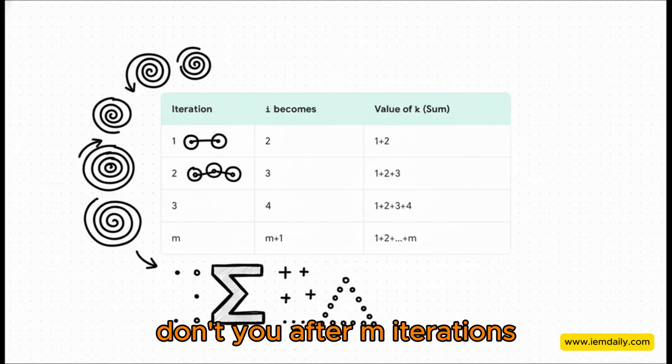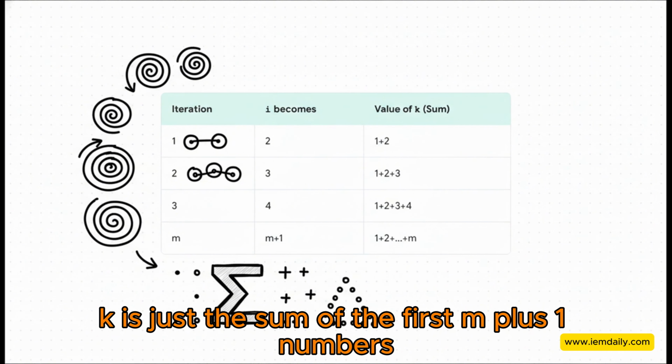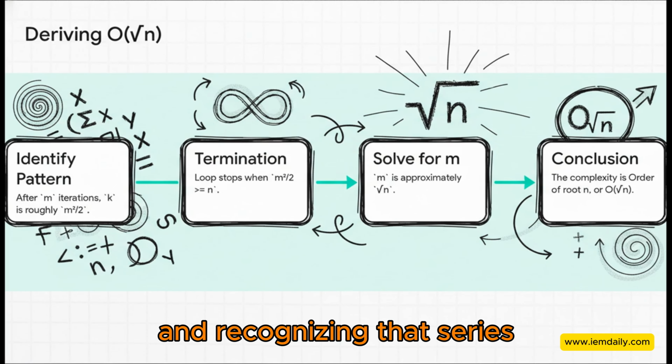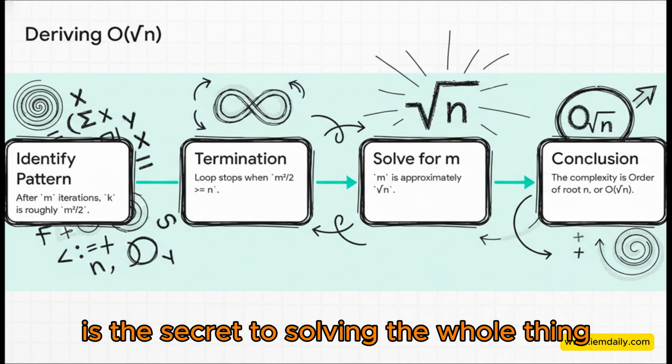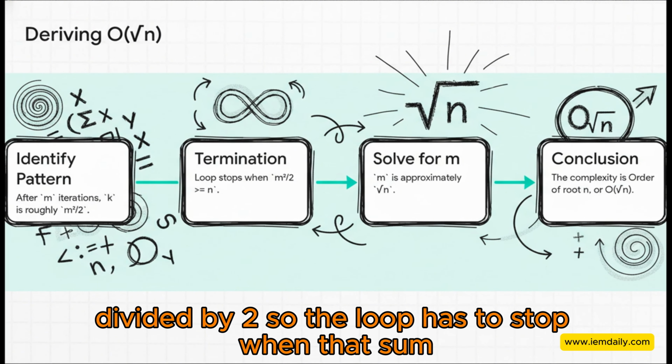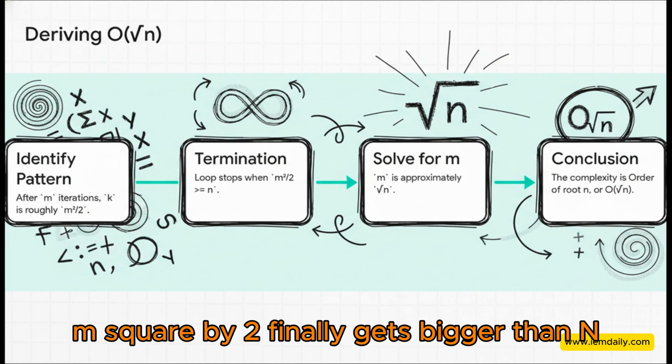You see it, don't you? After m iterations, k is just the sum of the first m plus 1 numbers. This is a classic math series. And recognizing that series is the secret to solving the whole thing. The sum of the first m numbers is roughly m squared divided by 2. So the loop has to stop when that sum, m squared over 2, finally gets bigger than n.